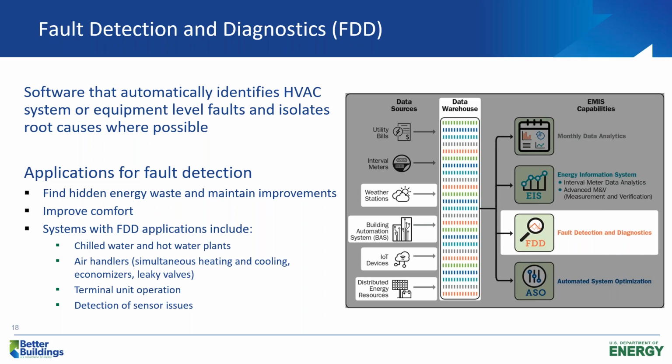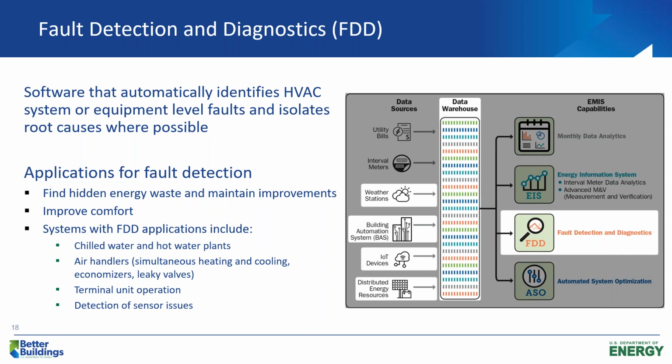Nobody has time. Your operators don't have time to just sit there and look at the trends, and generally building automation systems don't make it real easy to find this hidden energy waste. Some of them don't even overlay multiple points for a long enough period of time to really do diagnostics within the BAS. So FDD helps out a lot. You can find problems before they become comfort complaints.